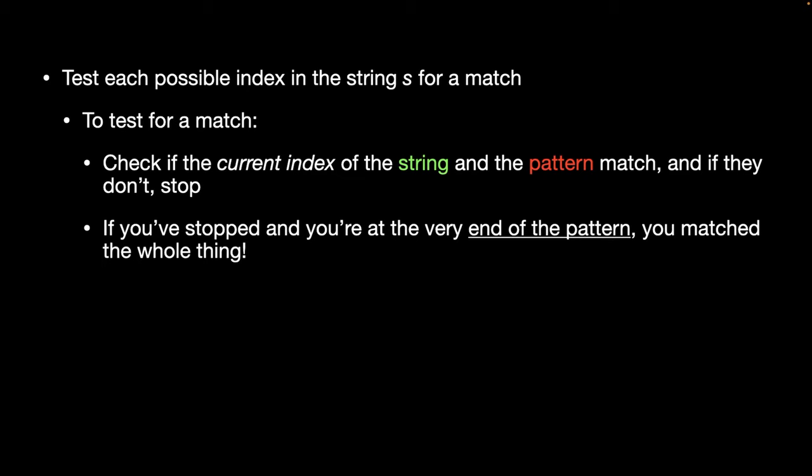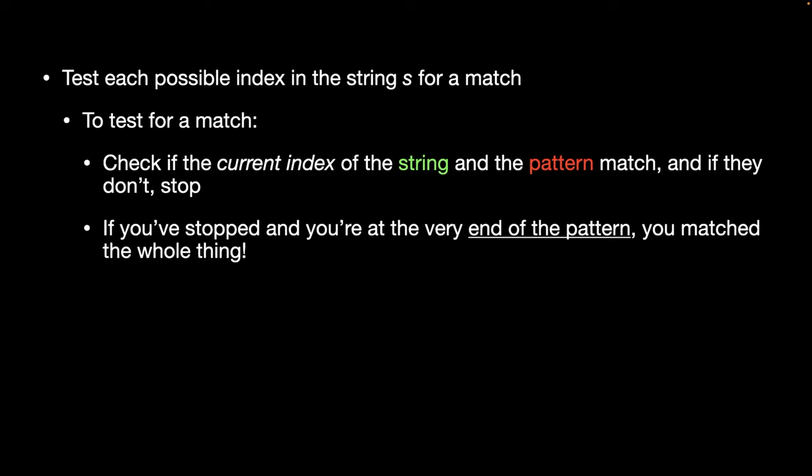Here is the very broadly written, nice English pseudocode version, and we'll go one step at a time, from this version to a version that looks a little more like C code, and then finally to C code itself. Let's test each possible index in the string S for a match. After all, any of those places could be where our mutation begins. In order to test for a match, check if the current place that we're looking for in the string and the pattern match. If they don't, well, that's our early termination condition, stop.